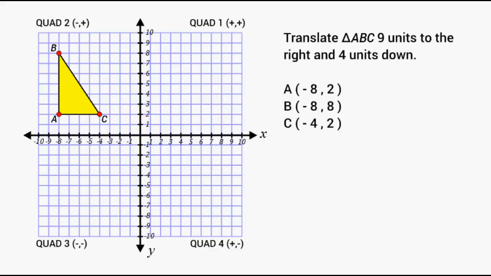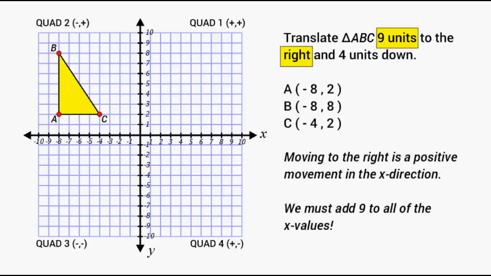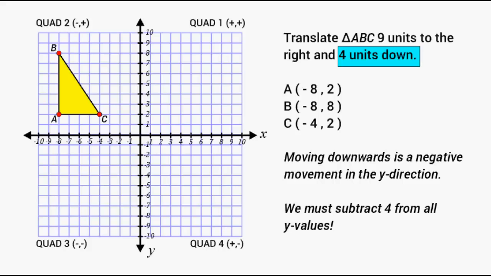Now, we are being asked to translate our triangle 9 units to the right. Any movement to the right on the coordinate plane is a positive movement in the x direction. That just means we have to add 9 to all of our x values. And we have to translate this triangle 4 units down as well. Any movement downward results in a negative movement in the y direction. Therefore, we're just going to subtract 4 from each y value.